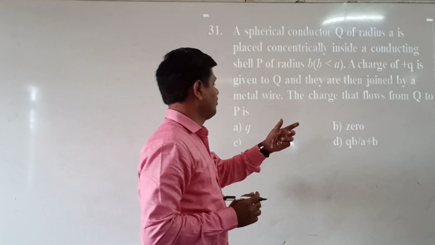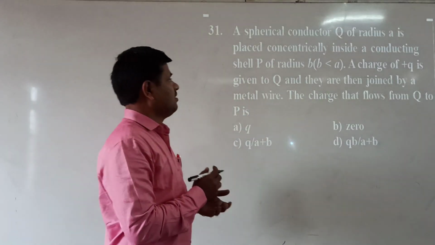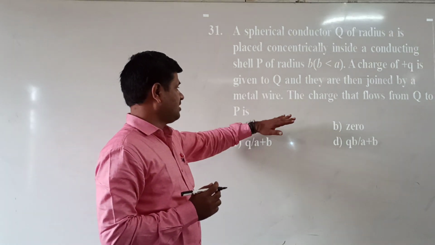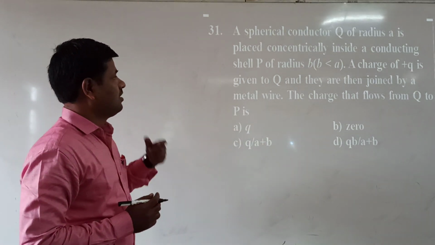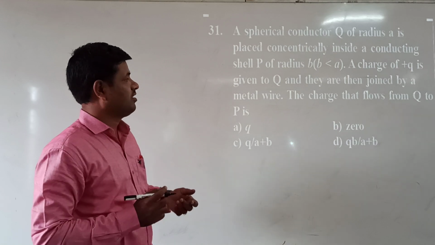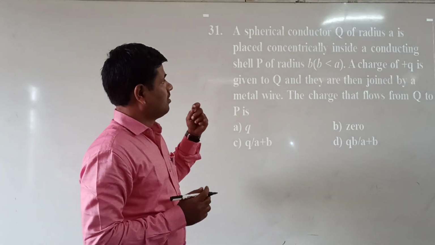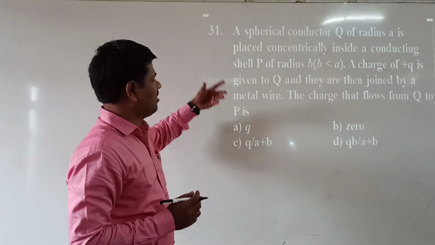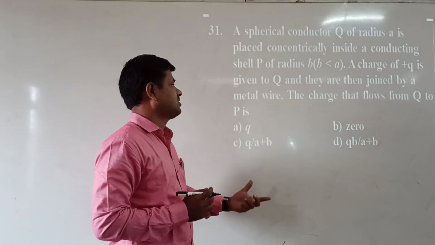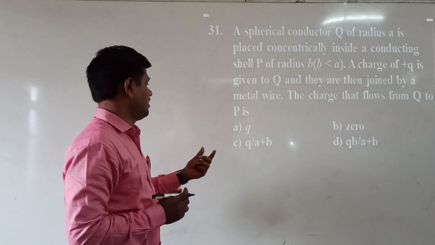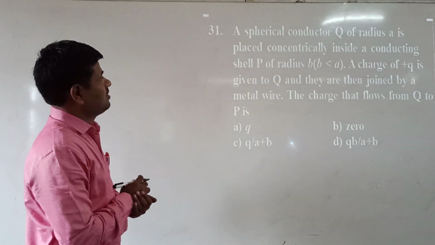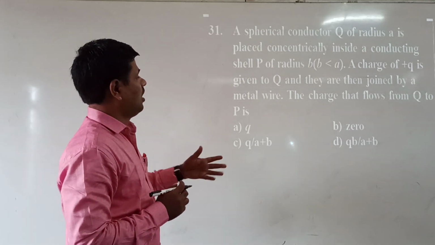The charge that flows from Q to P: inside the spherical conductor there is no charge. That's the reason totally how much charge is flowing from the inner shell to the outer shell? Totally Q charge is flowing from the inner conductor to the outer conductor.